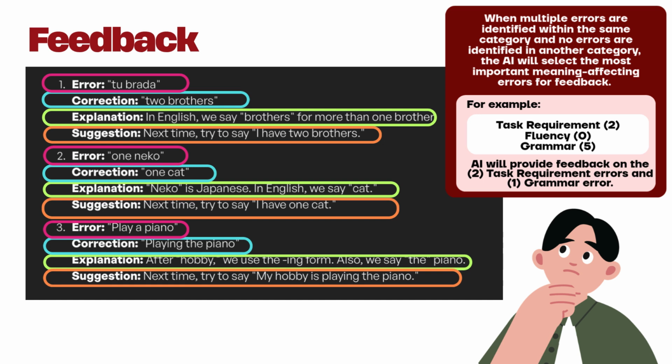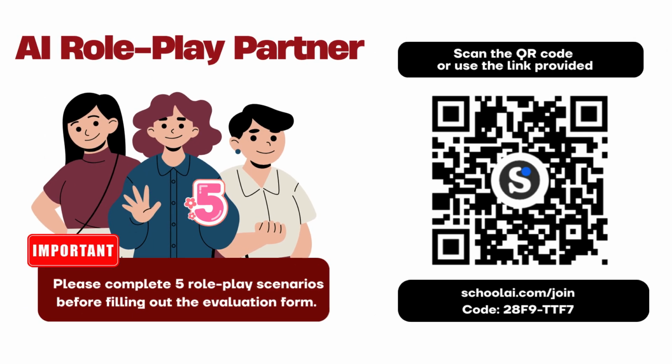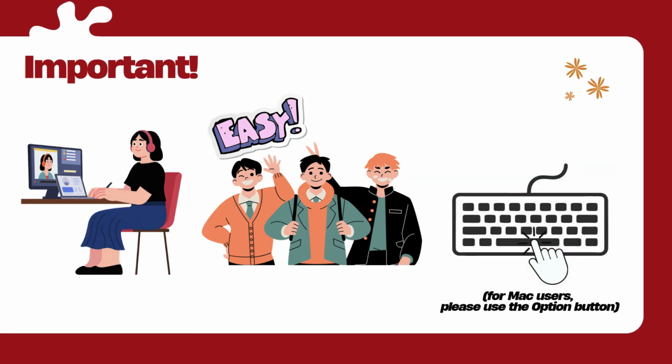To better understand how the system works, please try the AI yourself before completing the evaluation. You can assess the AI-mediated role-play system through the link or QR code provided. Please make sure to complete 5 role-play scenarios before filling out the evaluation form. It is highly recommended that you use earphones with a microphone when completing the role-play activities to ensure the AI can accurately capture your speech.